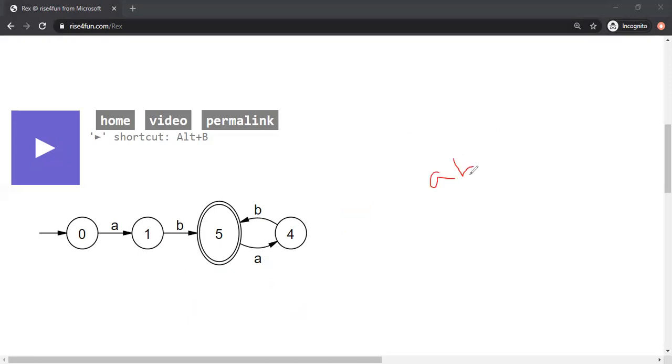A, B, A, B. This is good, because AB brings us to state 5, and then we have an outgoing A, so we can go here. And now we have a B, so we can go here. So this is good. But what about A, B, A, A? Same story. AB brings us to state 5, and the next A brings us to state 4. But at state 4, we only accept B. That means we go to the error state.